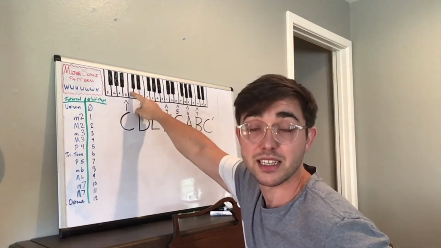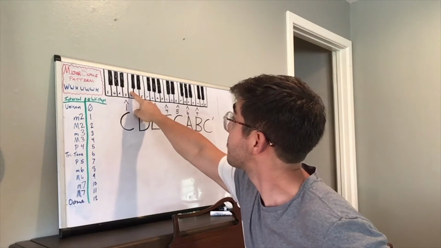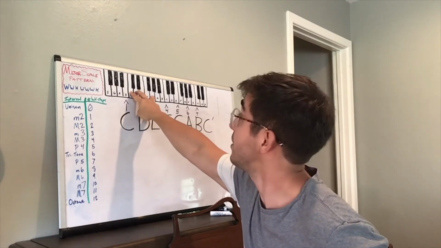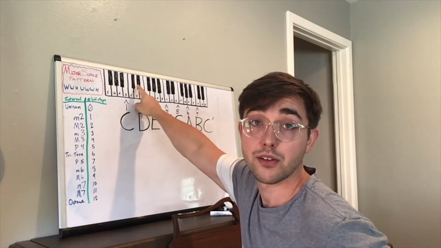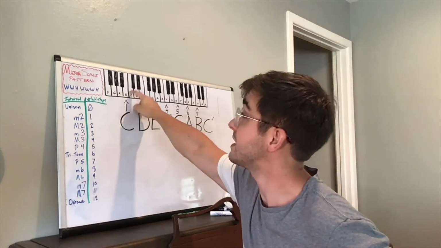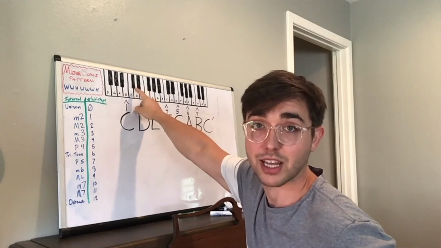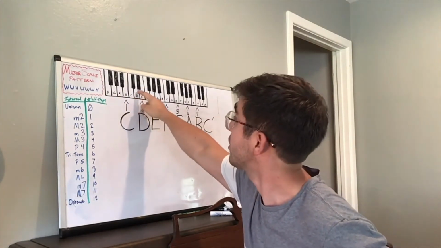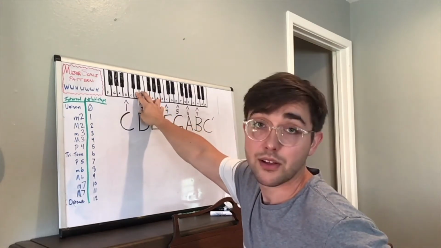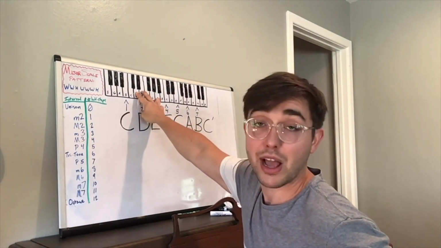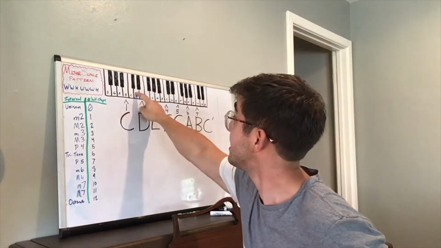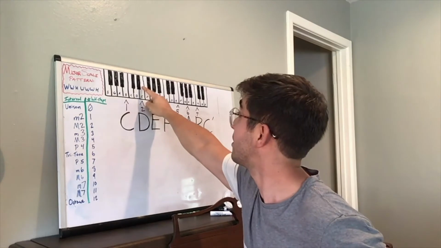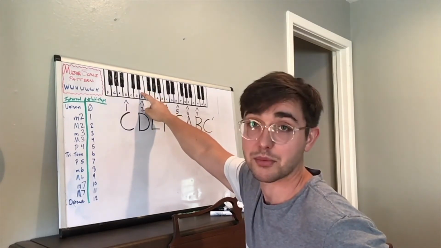Starting from C and going to D, there's another note in between those. You see that black note right here? Going from C to that black note, that's a half step. From that black note to D, that's another half step. Going from D to E, there's another black note. So going from D to that black note, that's a half step. From that black note onto E, that's a half step.